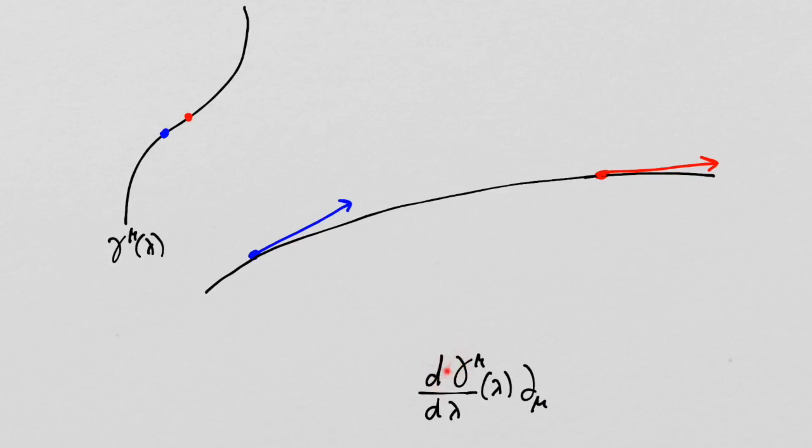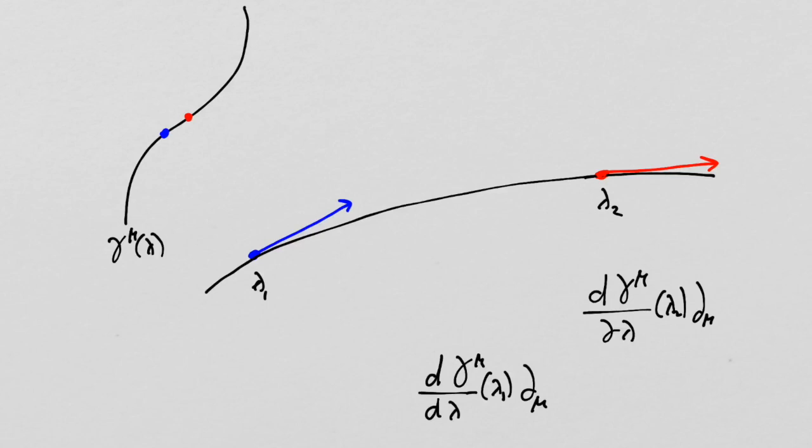The derivative of the curve with respect to lambda. And notice I put that there saying it's a function of lambda, right? And if I want, I can actually put in lambda 1 if I want to call this point lambda 1 and this point maybe lambda 2. Evaluate at lambda 1, and then this one over here is the same thing, d gamma mu d lambda evaluated at lambda 2, partial mu. So those are the two tangent vectors.